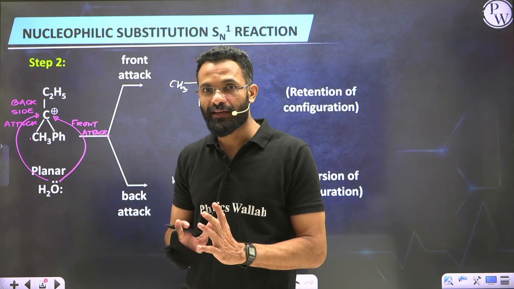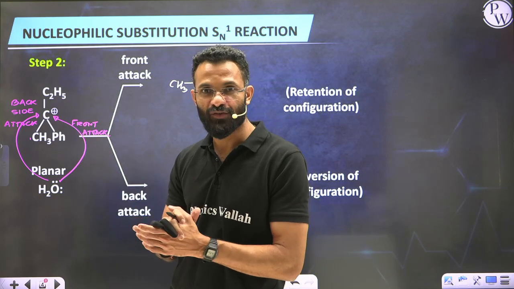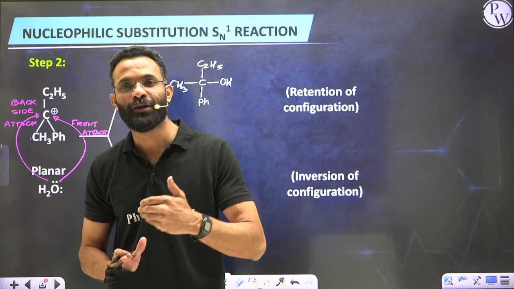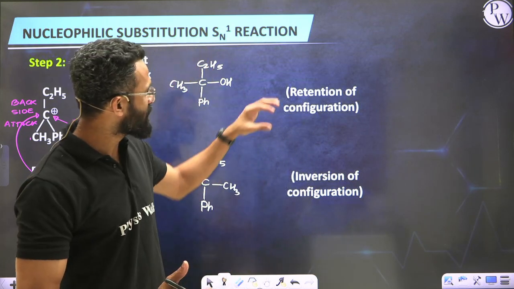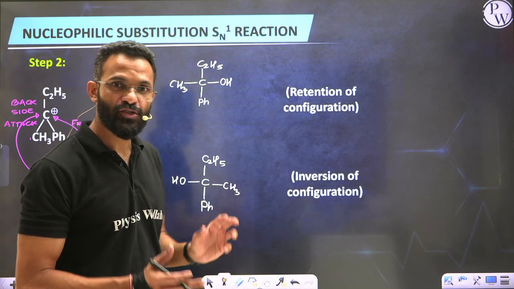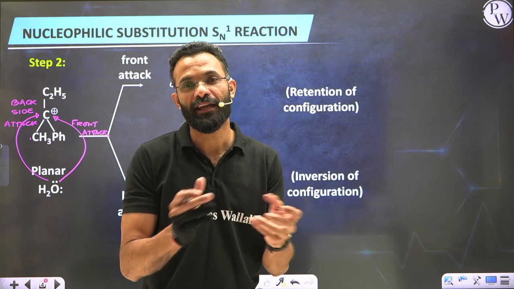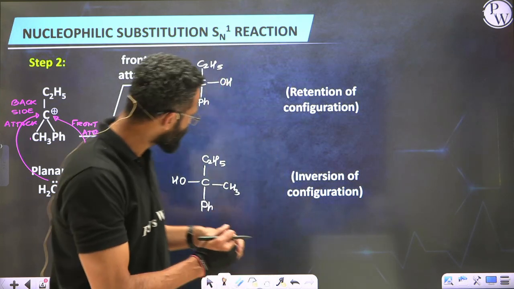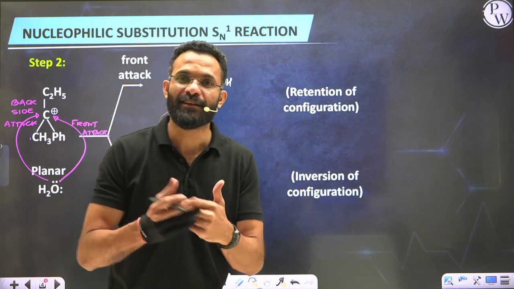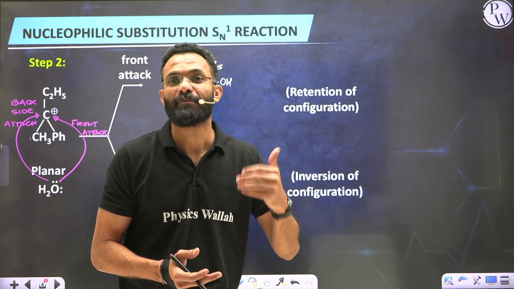As of now, it seems like these two attacks are equally probable because this is a planar structure. If these two attacks are equally probable, then the retention of configuration and inversion of configuration products should be obtained in equal proportion. When two such products are obtained in equal proportion, and both of them are chiral molecules, then I must say the product obtained is a racemic mixture, and hence this process can also be called racemization.